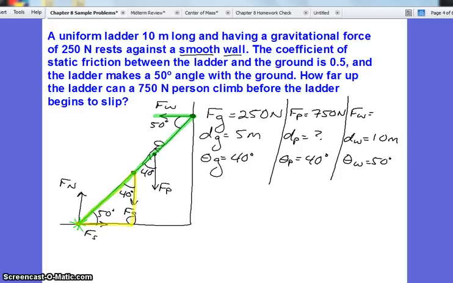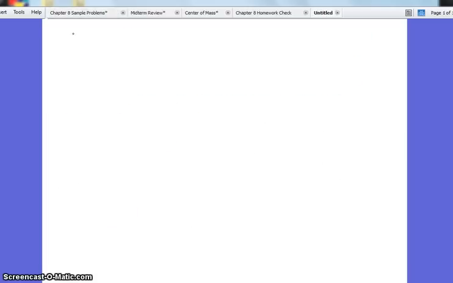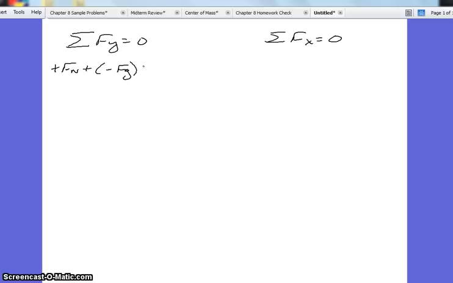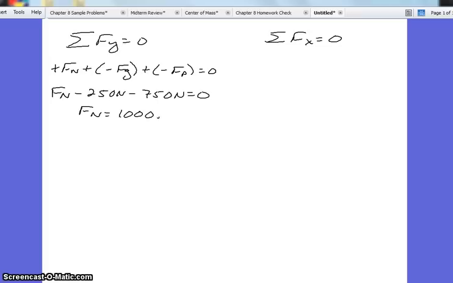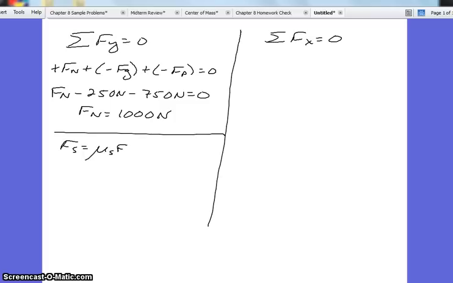Now, the first thing we're going to do is get all of those forces, and we're going to do so with translational equilibrium. Total force in the y is 0, and the total force in the x is 0. In the y direction, there's the normal force up, the gravitational force down, and the force of the person, which is down. So we get the normal force to be 1,000 newtons. Then we can get the static friction, because the static friction is the coefficient times the normal force, which is a half times 1,000. So the static friction is 500 newtons.